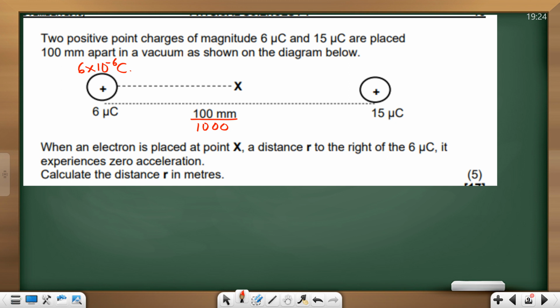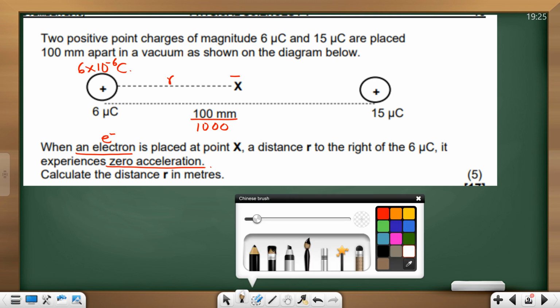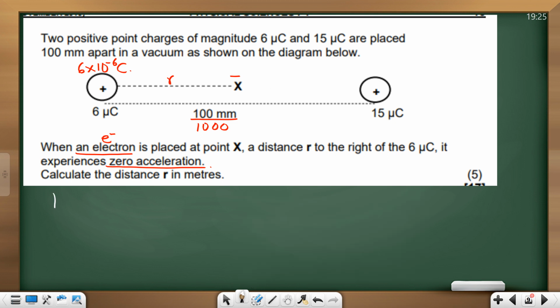When an electron, charge negative, is placed at point X, it means there's a negative charge. Distance R to the right of 6, the acceleration is 0. What comes to your mind when you see acceleration? F net equals to what? M multiplied by 0. It means the net force is equal to what? Okay, the first step done.